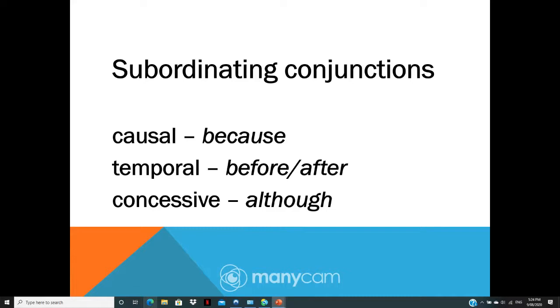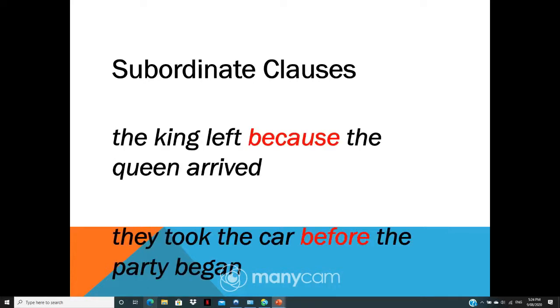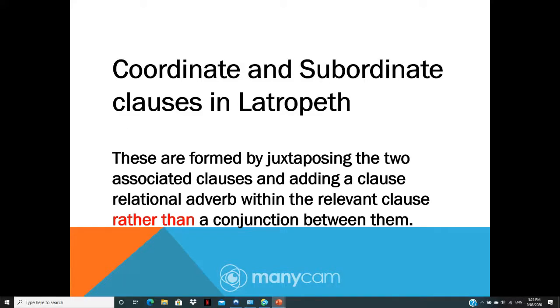Before I go into how we express these coordinate and subordinate relationships in Latropeth between clauses, the thing I like about this aspect of syntax is it seems to reflect something about the way human beings process the world, about the way human beings think. Conceptual boxes of meaning, like the king left, the queen arrived, they conceive of a relationship between the two boxes. It could be a causal relationship, it could be a time relationship, and it's sort of getting at that logic or syntax that says something about the way human beings process the world. So it's very interesting.